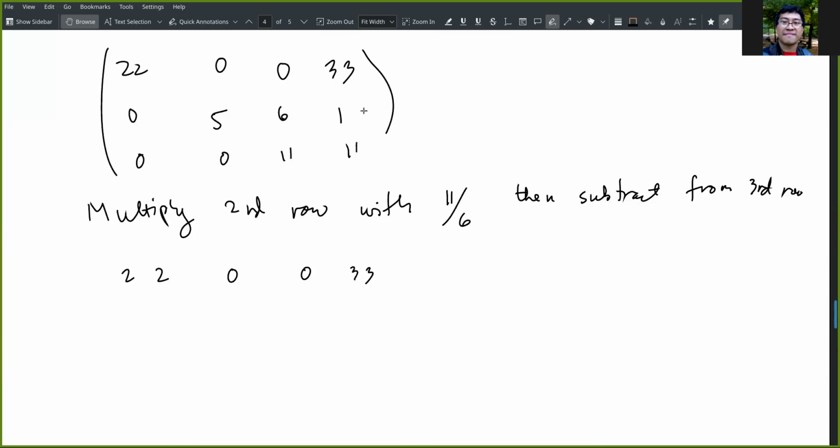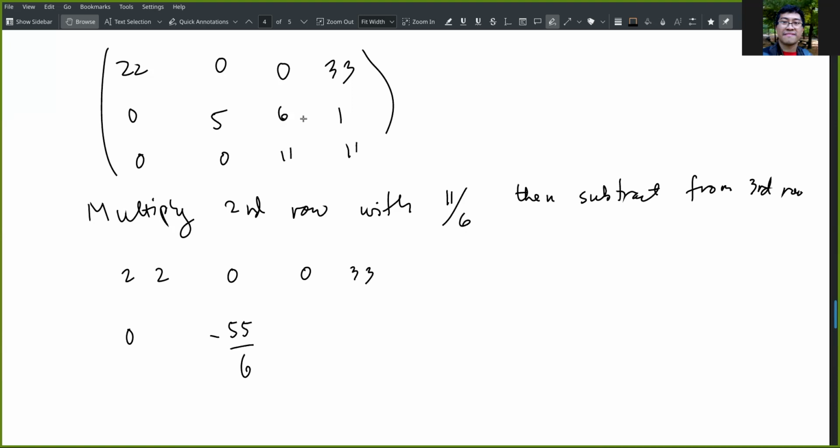We'll try to replace the second row. Multiply the second row with 11 over 6. So 11 over 6 times 5. That's subtract from the third row. 0 minus 5 times 11 over 6. So that's negative 55 over 6.